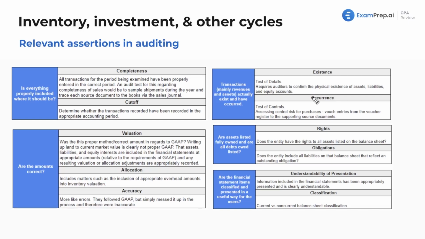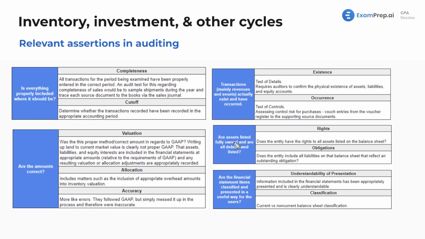Now, existence and occurrence: transactions actually exist and have occurred. Existence is more tests of details. This is going to be physical existence, inventory counts, inspection of the warehouse, inspection of the factory. Occurrence is more tests of controls, assessing control risk for purchases. You could vouch entries from the voucher register to the supporting source documents. Did this process actually occur? Did this sale actually occur? Something like that. Did this transaction happen?